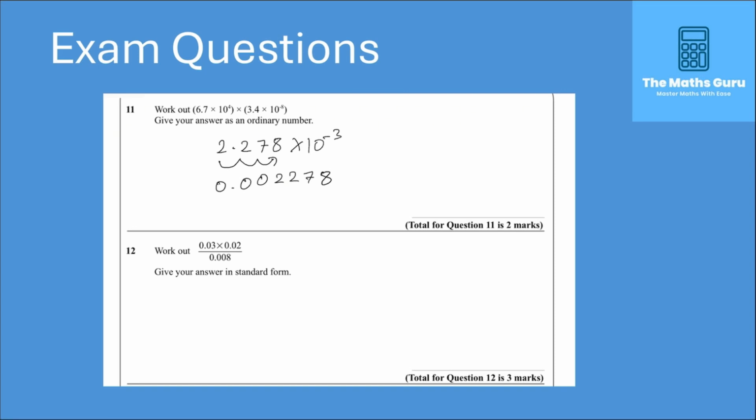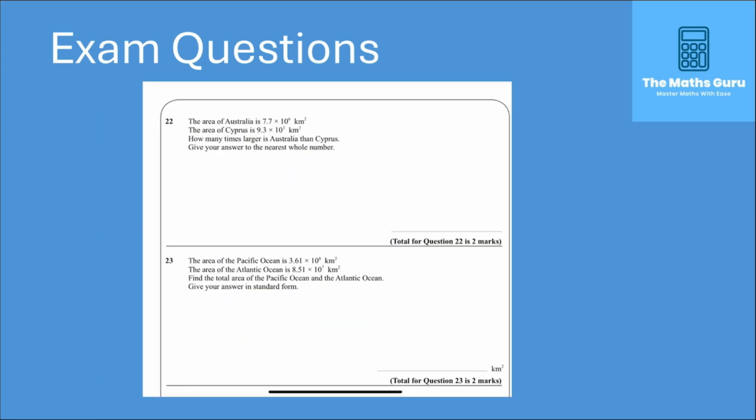Okay, so this question, we can either use a calculator or not. Either way, we're going to end up with 7.5 times 10 to the negative 2. Without a calculator, we can write 0.03 as 3 times 10 to the negative 2, times 2 times 10 to the negative 2, which is 0.02, and then 8 times 10 to the negative 3. And if you put this into your calculator, or even if you just do simple rules, which we did in the revision video, you will end up with 7.5 times 10 to the negative 2.